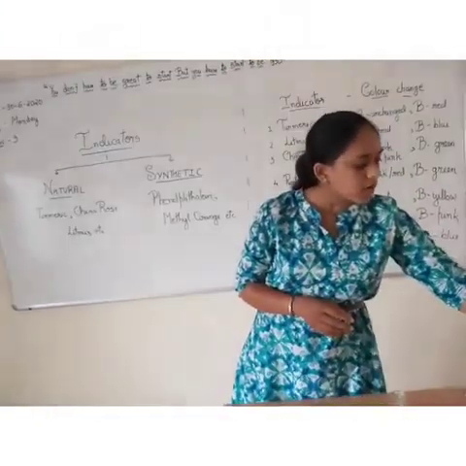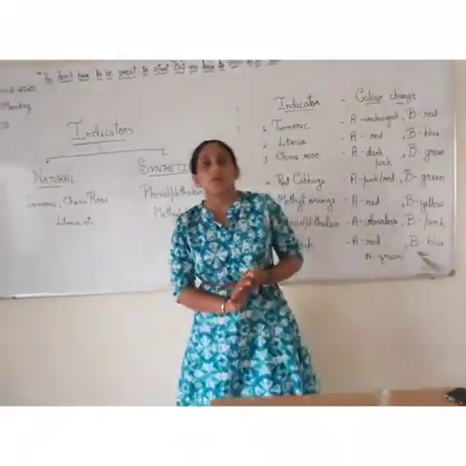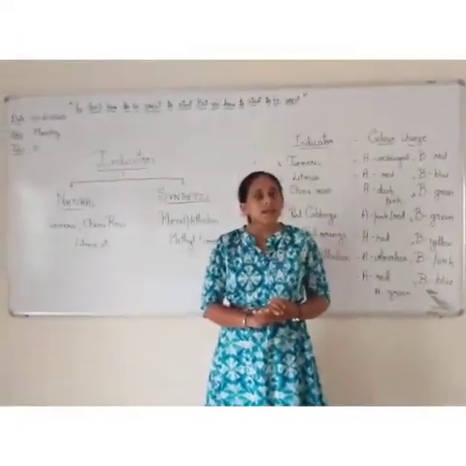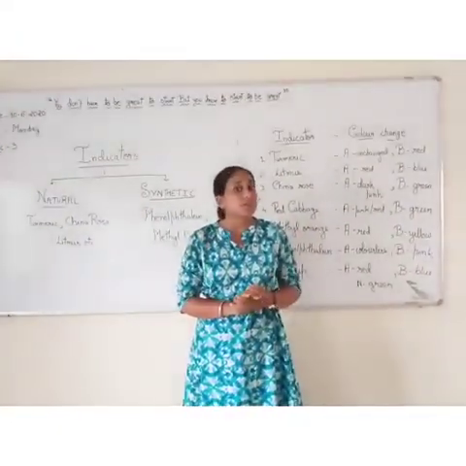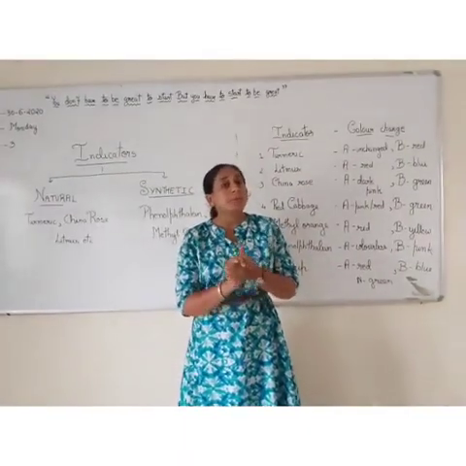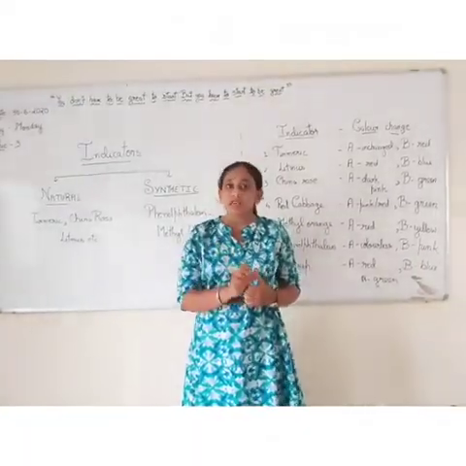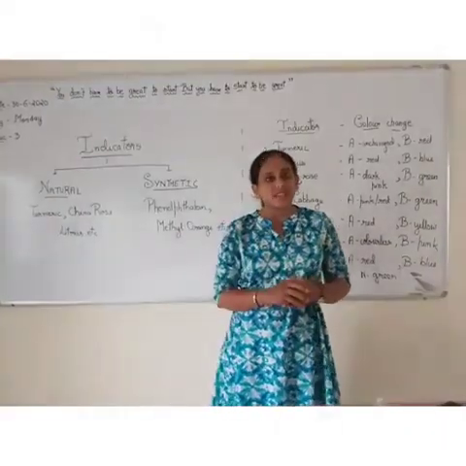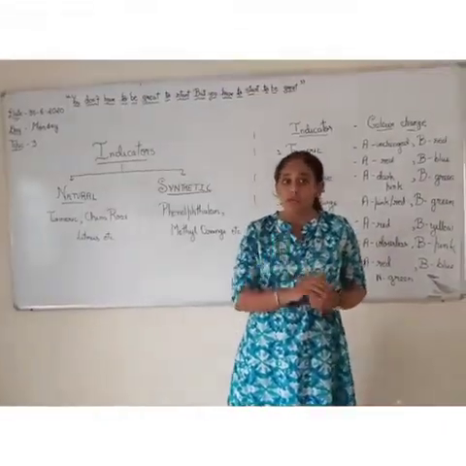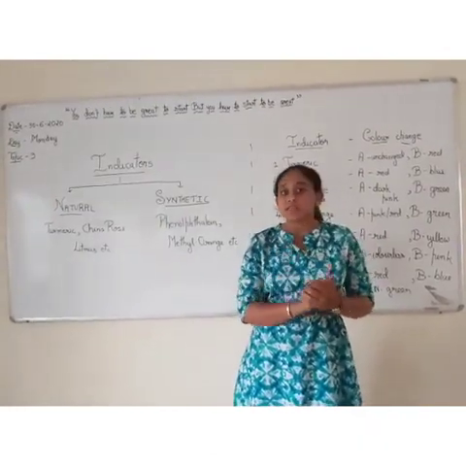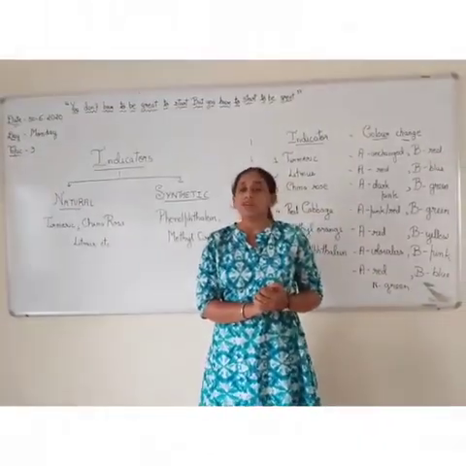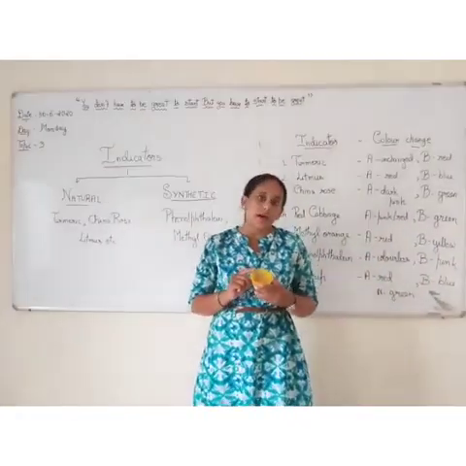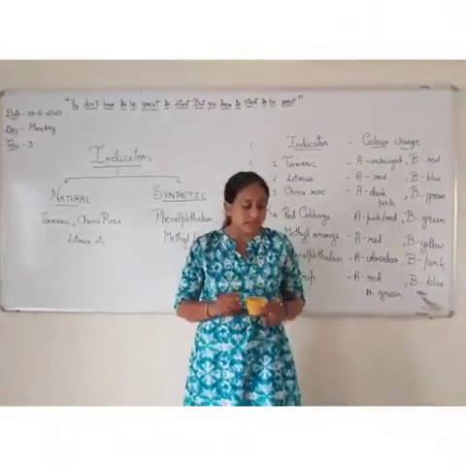The same phenomenon is also seen when a curry stain falls over your clothes. At that time, if you rub it with soap, soap is a base. So your curry stain would change its color and turn into a red stain. Initially it would be yellow, but after rubbing the soap over it, it would turn red. And turmeric is one of the most classic examples of natural indicators.